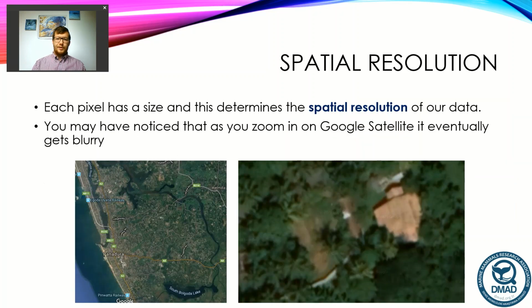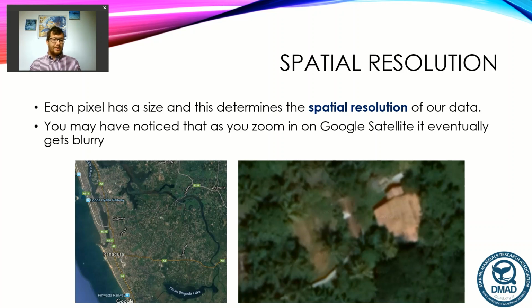Okay, so the next thing we're going to talk about is the phenomena which is spatial resolution. In spatial resolution, each pixel has a size, and this pixel size, so the X and Y value, is what determines the spatial resolution of our data. You may have noticed that as you zoom in on, say, something like Google Satellite, it eventually gets to a blurry level. I mean, Google Satellite is actually a phenomenal resource, and it's got quite an incredible coverage of the planet.